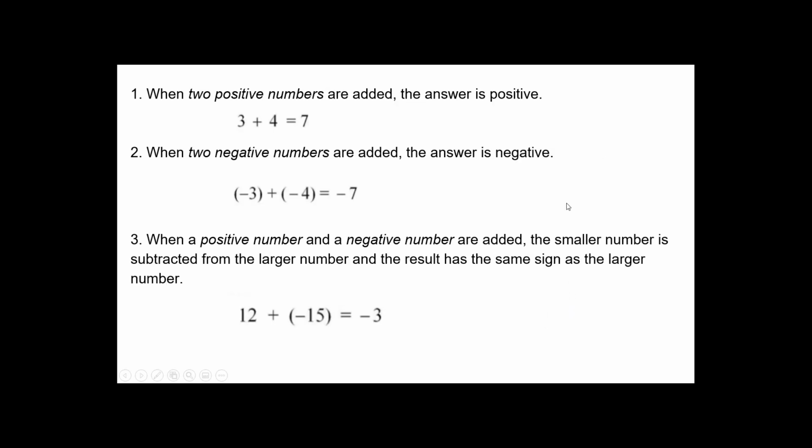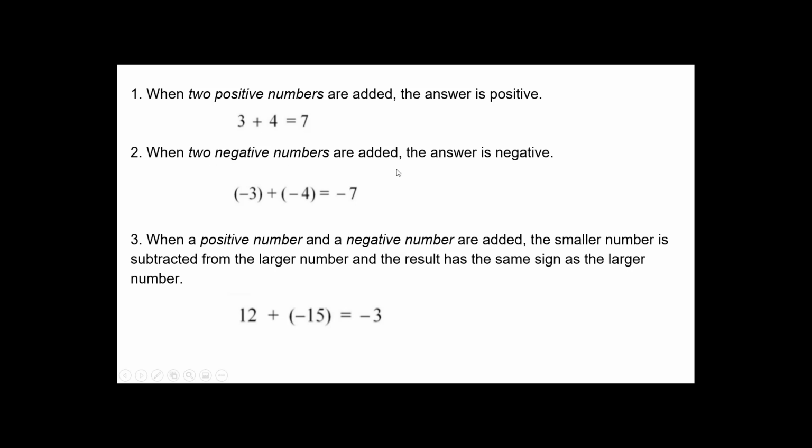Now let's go into adding and subtracting. When two positive numbers are added, the answer is positive. So 3 plus 4, nothing in front of them. This plus sign is just part of the addition problem. It's 7. There's no plus sign. We look at this and we know that these are all positive values.